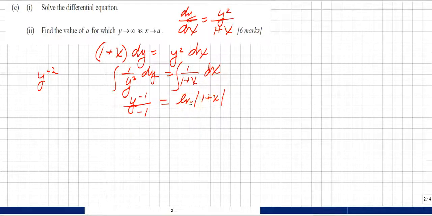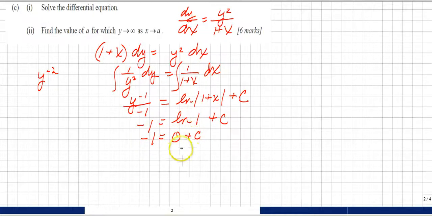And also remember that the c has to factor in, and we always put the c on the side of the x, so we'll go plus c. Now, in order to find c, we go back to our initial value that was given way back in part A, and that is when x is 0, y is equal to 1. So let's sub in. If y is 1, on the left side you have y to the negative 1 over negative 1, which becomes negative 1. On the right side you end up with the natural log of 1 plus x. Remember x is 0, so it's the natural log of 1, plus c. And we all know that the natural log of 1 is 0. Therefore, c becomes negative 1.